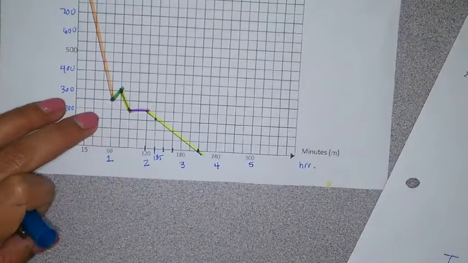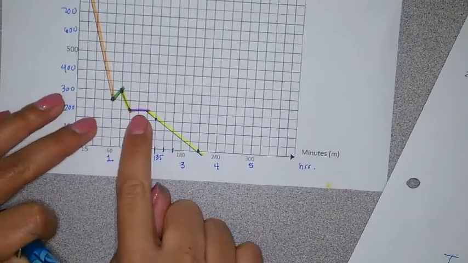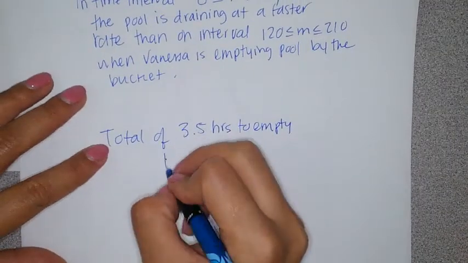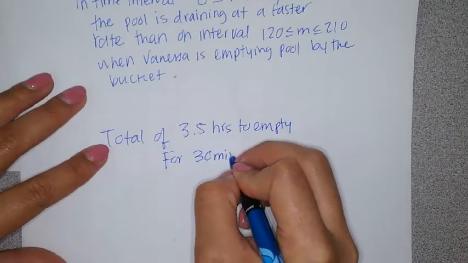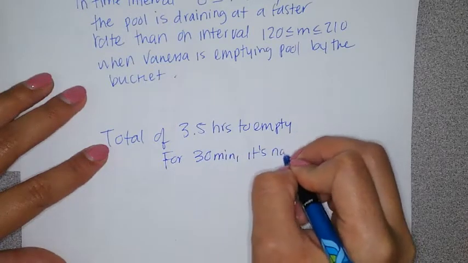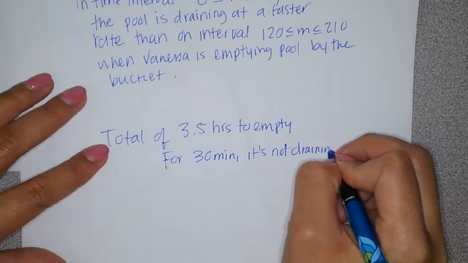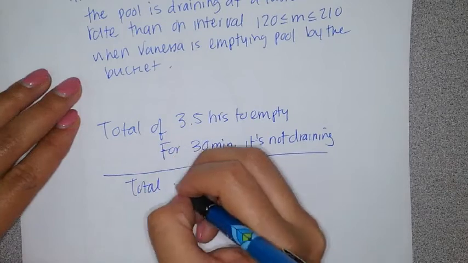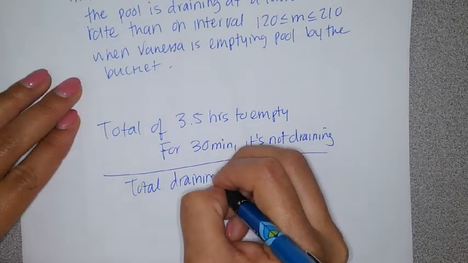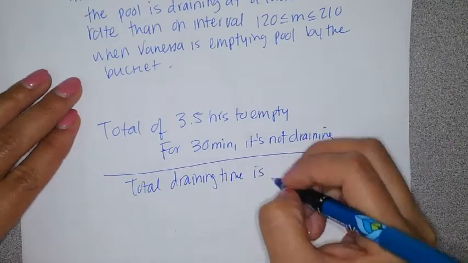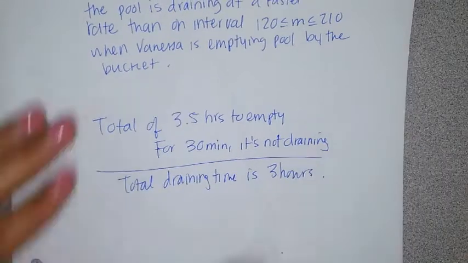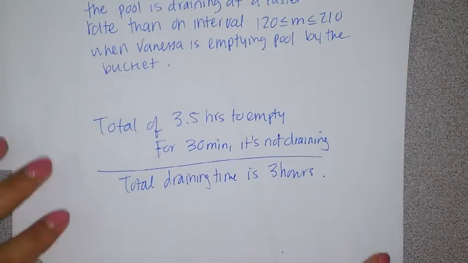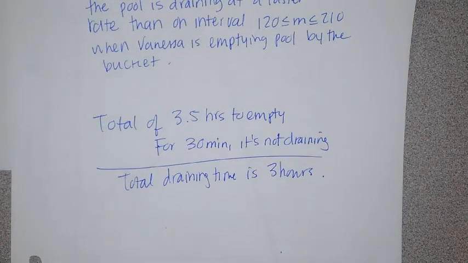And then just like in the Gulliver problem, here there's a space of 30 minutes when nothing is happening. So the pool is not draining at all for 30 minutes. That's the only time where it kind of stopped. So that means that the total draining time is 3 hours, if they were to ask you that. All right, I hope this helped and you're ready to go for tomorrow's part 2 of the exam.